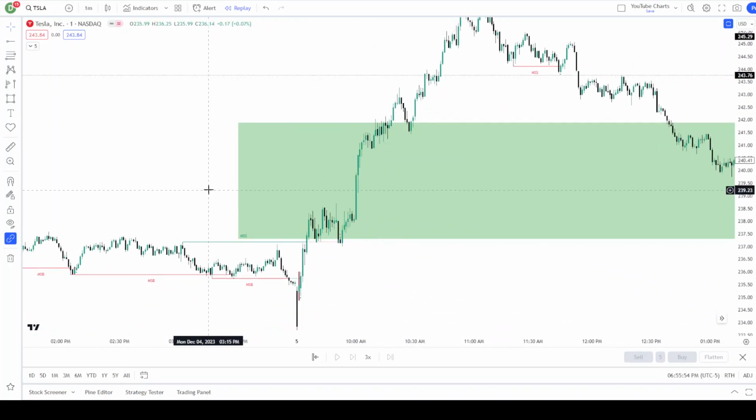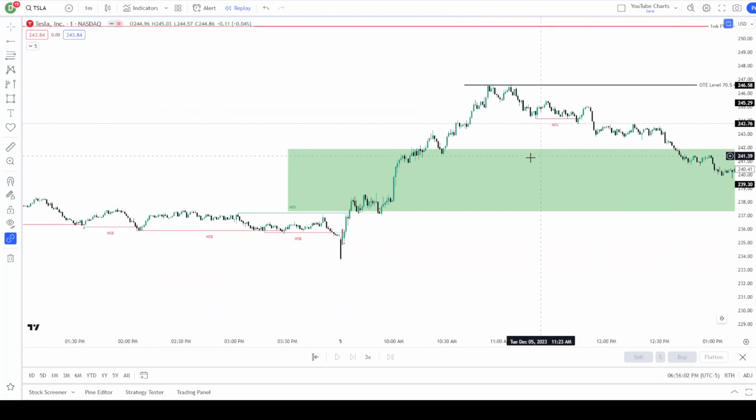I'm only going to take on Tesla's chart. I'm not going to do the SPY chart today, but I've shown you guys how to do it. Hopefully you guys can do it on your own.